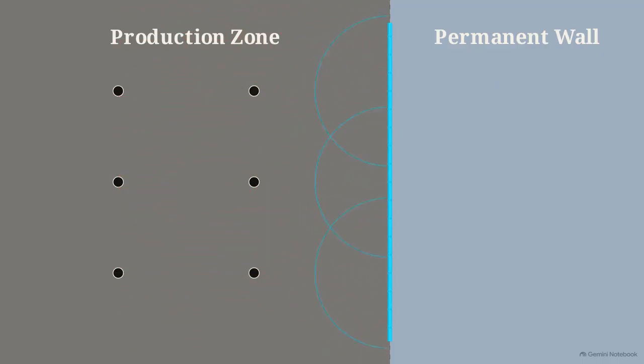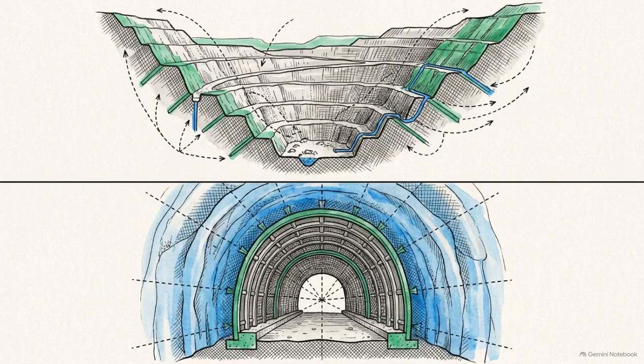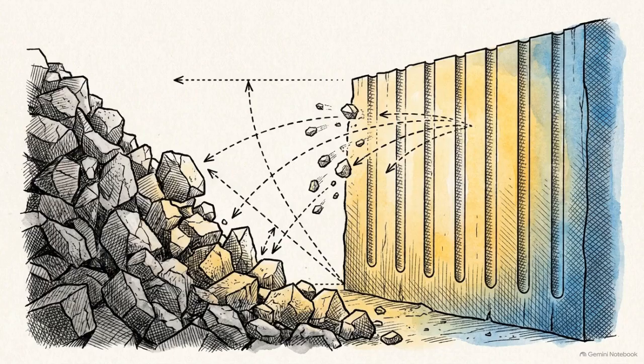When the main blast follows, its shock waves hit this fracture and reflect back, protecting the permanent wall. This isolation is critical for maintaining long-term slope stability and preventing tunnel collapses. Pre-splitting creates an energetic barrier, protecting the permanent architecture of the mine from the temporary force of production.